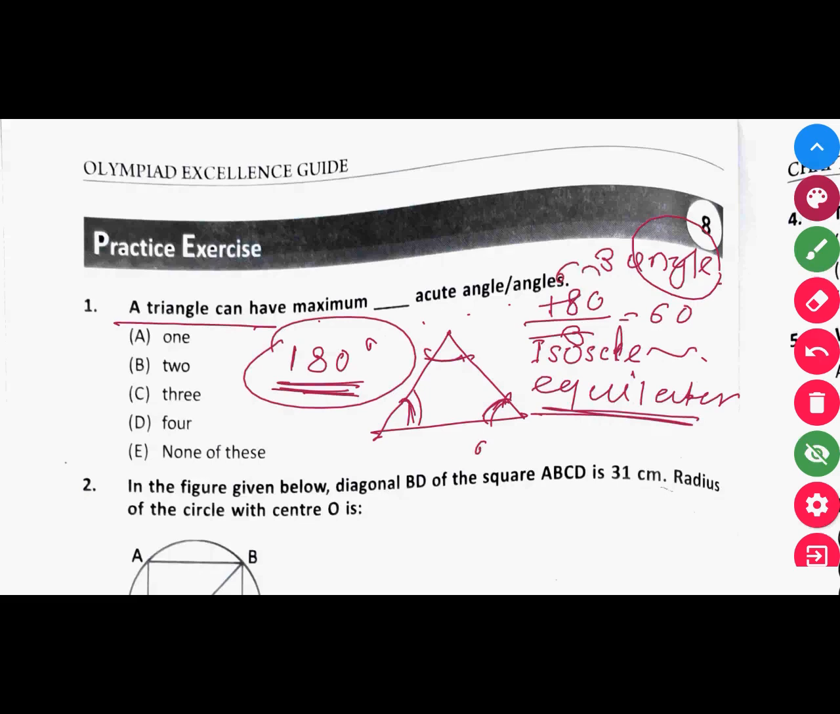3 sixes are 18 and 0 threes are 0. 60 degree angle we got if we divide 180 into 3 different angles. So 60 is an acute angle. So a triangle can have maximum 3 acute angles, 60, 60, 60, but not more than 3. Okay, so your answer is 3.